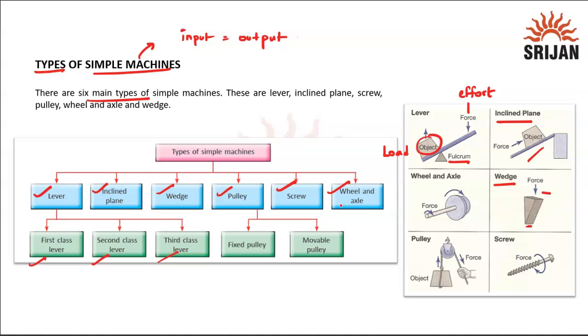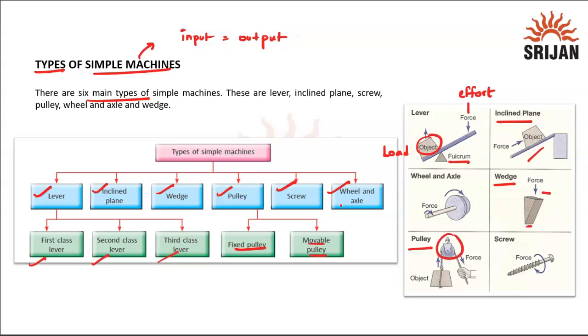Then you have pulley. Pulley is doing something very similar to the inclined plane, but the inclined plane can only go up to a certain height. If you want to go to a much bigger height, or if you want to move an object that is very heavy from one place to another, in all of those instances you can use the pulley. There are two types of pulley: fixed pulley and movable pulley.